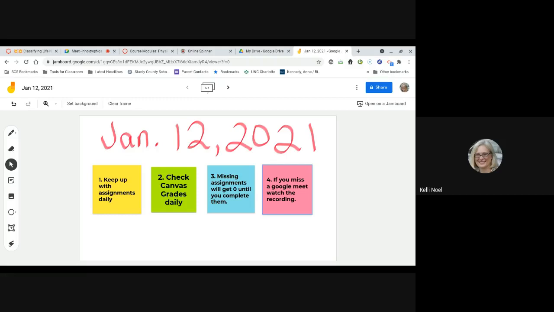We can't put anything in PowerSchool yet, so grades will be in your Canvas grades. And for missing assignments, I have it automatically put a 0 in until you complete it so that you see what will happen if you don't complete them. And if you miss a Google Meet, I try to put the recordings up by that afternoon so that you can watch them and see what you missed. So just a few reminders.